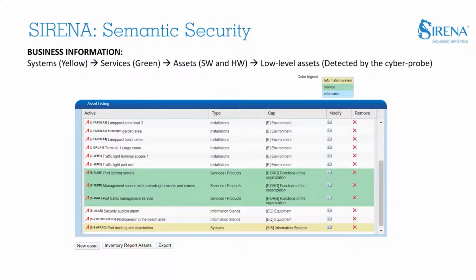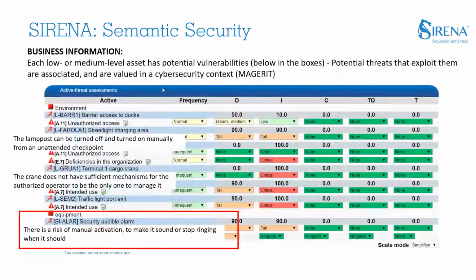In turn, these assets depend on the SCADA master and this on the CPD where it is located. In addition to configuring dependencies between assets, high-level services are valued in terms of availability, integrity, confidentiality, authenticity, and traceability. Next, from the business point of view, a possible threat is associated for each asset. This threat is usually accompanied by a vulnerability detected in the system.